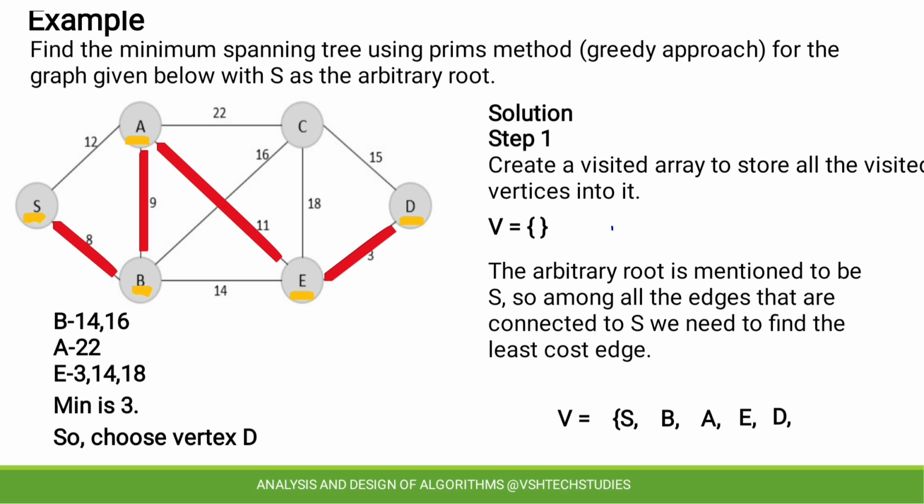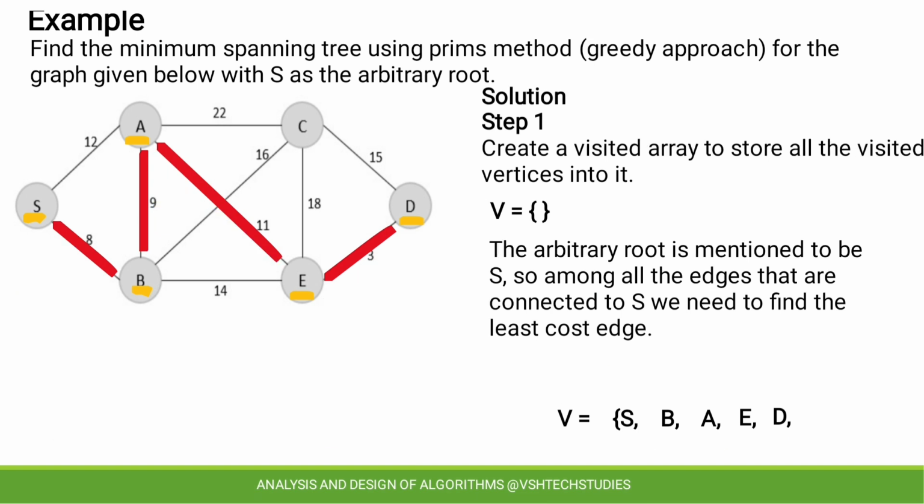In the MST vertices list we have S to B, B to A to E and D. So that is what is shown in the MST graph here: S to B, B to A to E and E to D. We shall see the next step. In the next step, for all the vertices in the MST vertices list, we'll have to check for any outgoing edges in the graph and choose the edge with the minimum weight.